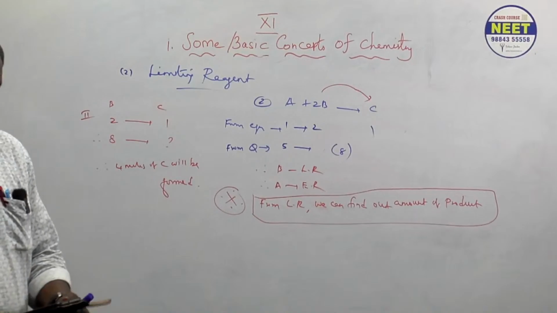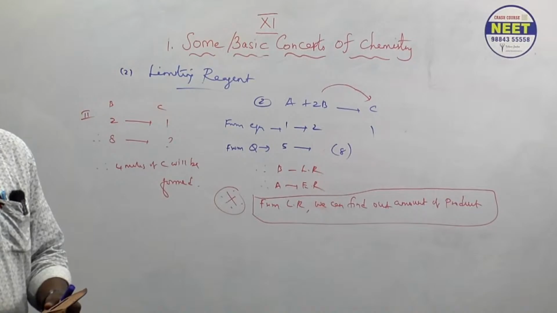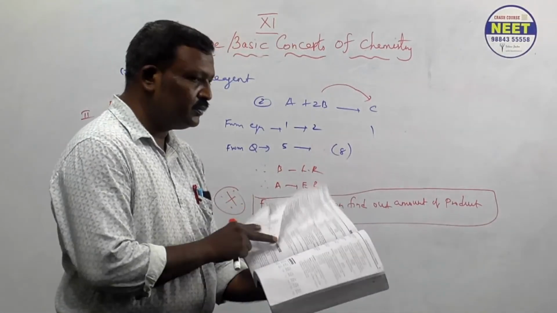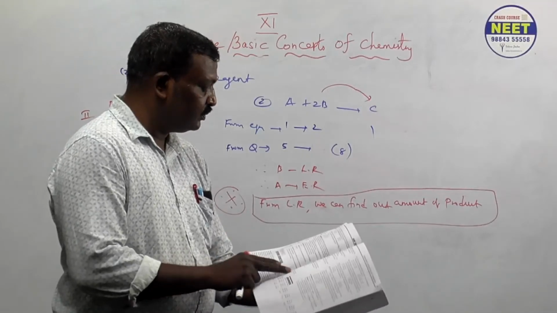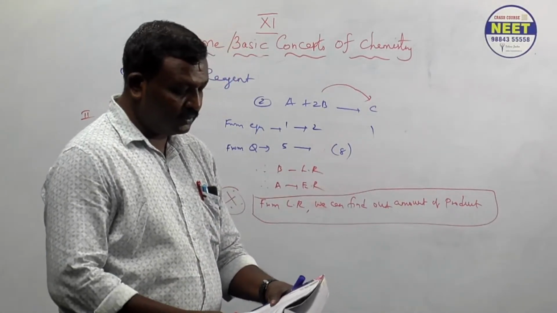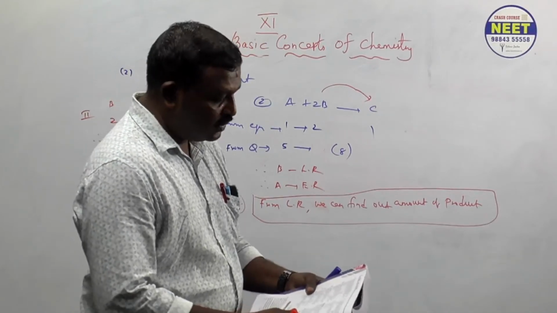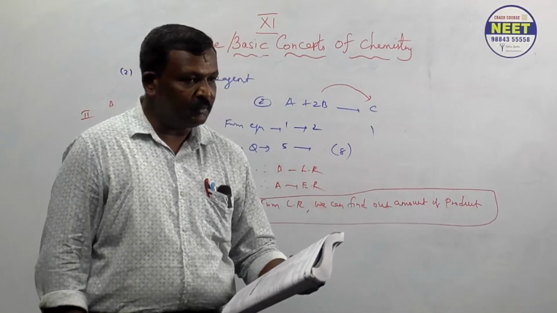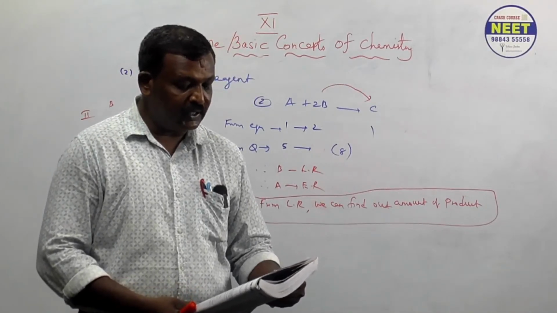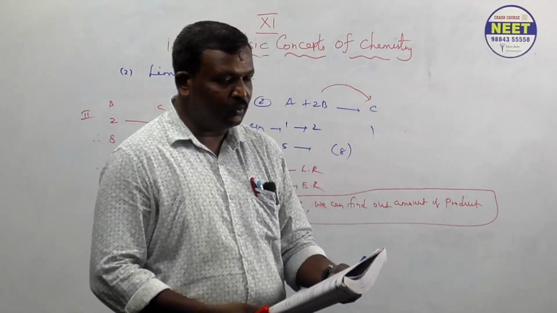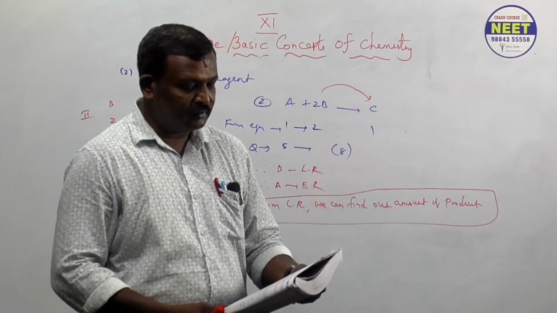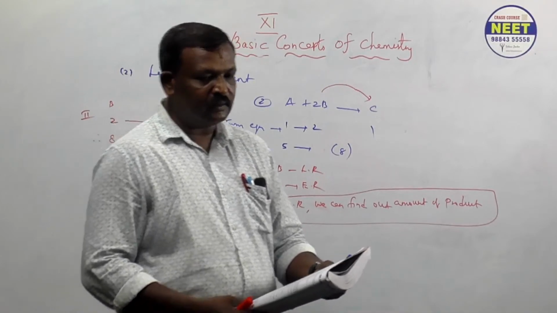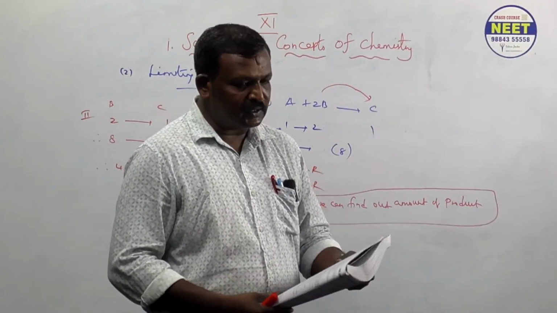Next. One more sum. You do it. 1.0 gram of magnesium is burnt with 0.56 gram of oxygen, O2, in a closed vessel. Which reactant is left in excess?